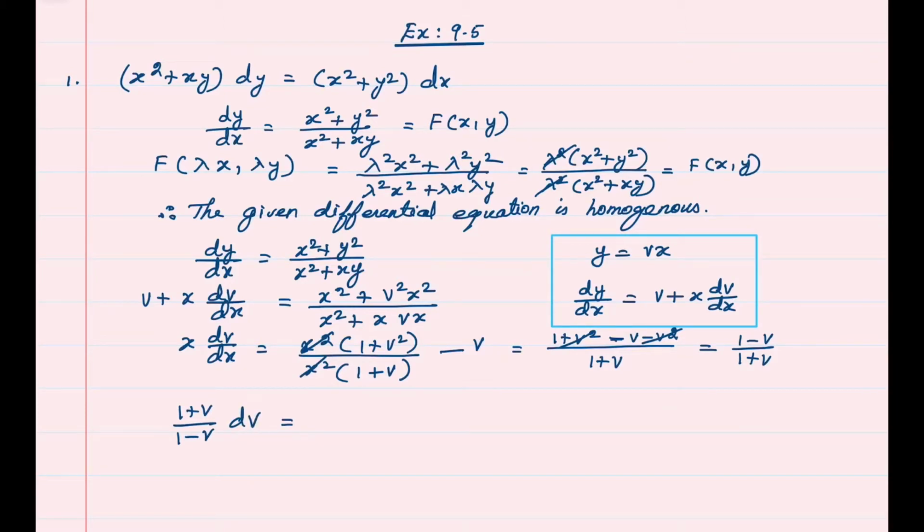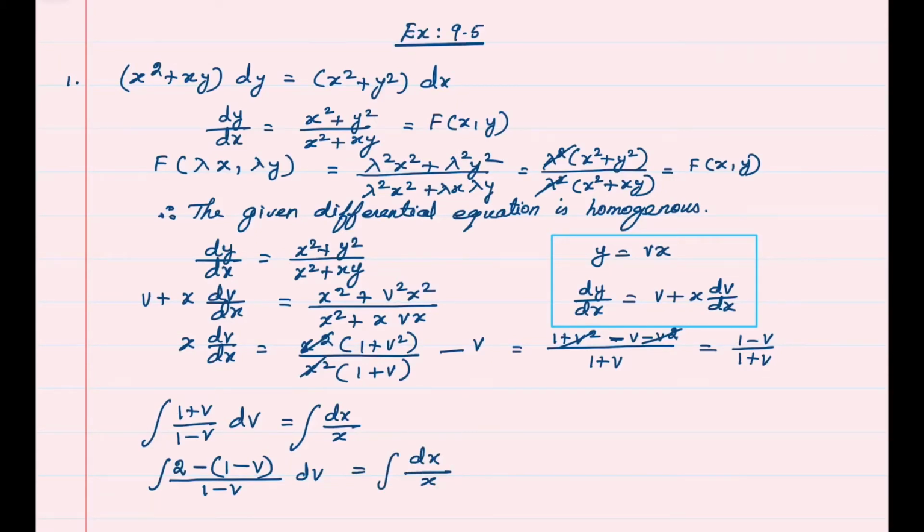Bring all the v terms to this side because dv is on the left hand side, equal to dx over x. Now, on the left hand side, degrees of v are same. So, we will use long division method, or since the denominator has 1 minus v, we will write the numerator also as a function of 1 minus v. If I write minus of 1 minus v, I need 2 here. Open the brackets, we get 1 plus v, and the denominator is 1 minus v dv, equal to integral dx upon x.